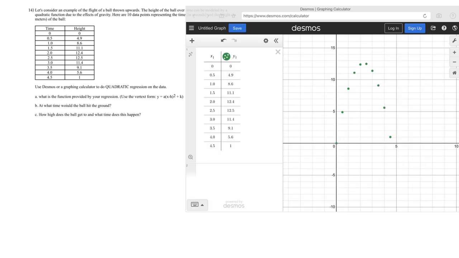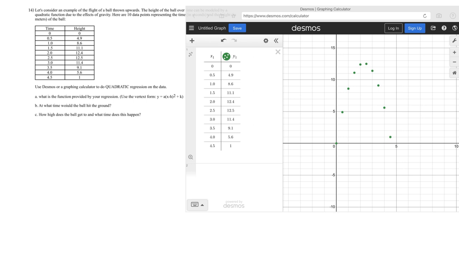Okay, here's a good question. Love this question. You'll have one just like this on the test. So it says flight of ball thrown upward and the data's there. And then they say use Desmos graphing calculator to do a quadratic regression on the data, and they want to know what the function is.